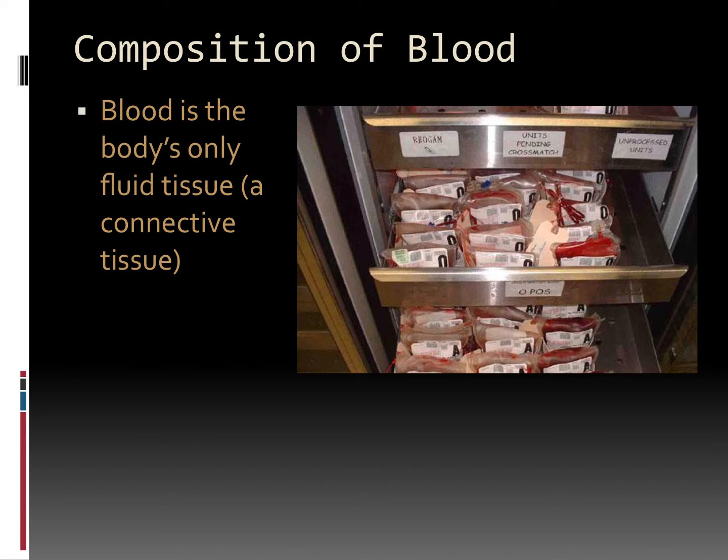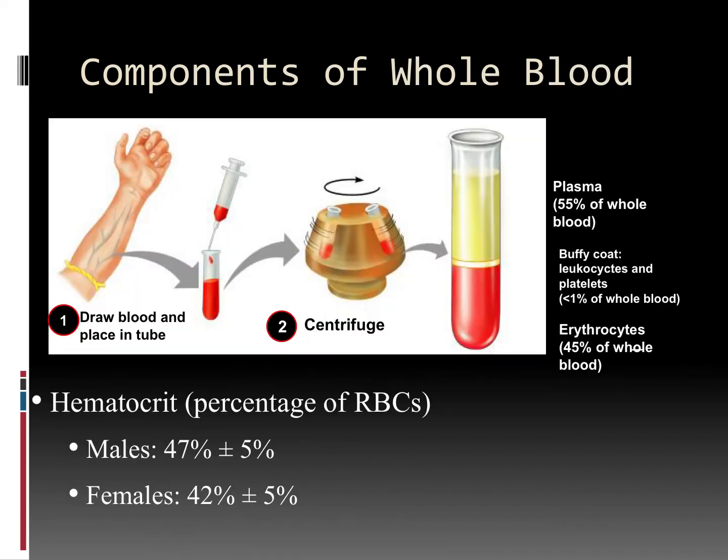As I said, it's the only fluid tissue. I guess I just said it was a fluid, but it's the only fluid tissue. It is a connective tissue because it has cells within the fluid matrix. And I think you can probably see why it's a connective tissue, because it connects to everything. It is made up of plasma, which is slightly over the majority of blood. That's the fluid portion.